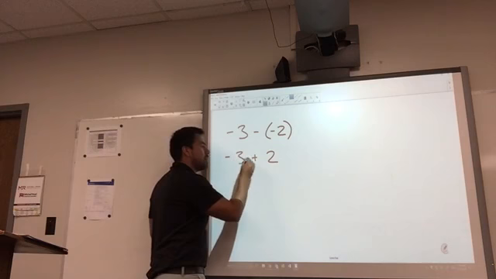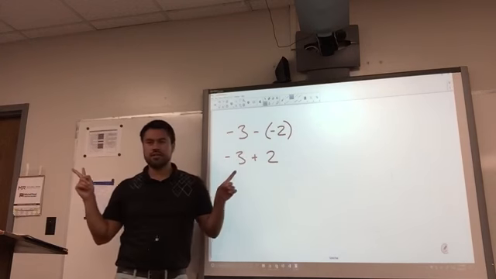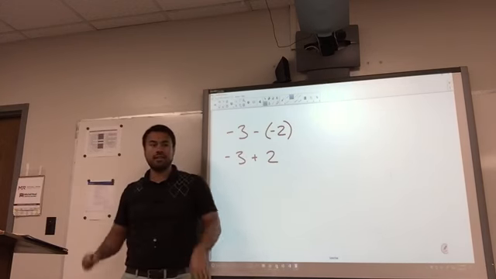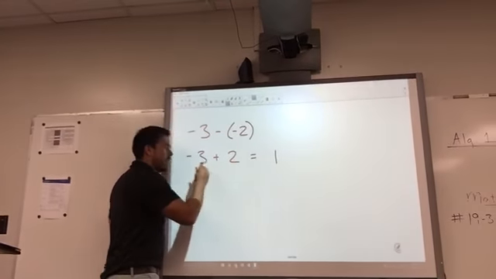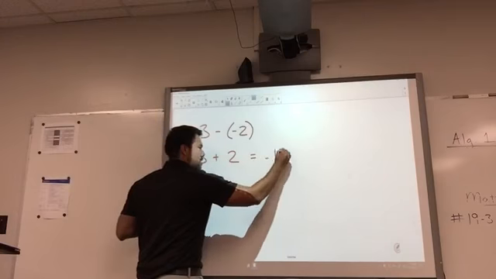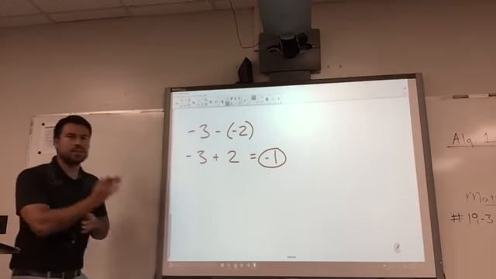Fine. And then how do we add these two together? They're opposites. So what do we have to do in our mind? So what's 3 minus 2? 1. And then which one has a greater absolute value? -1. That's it.